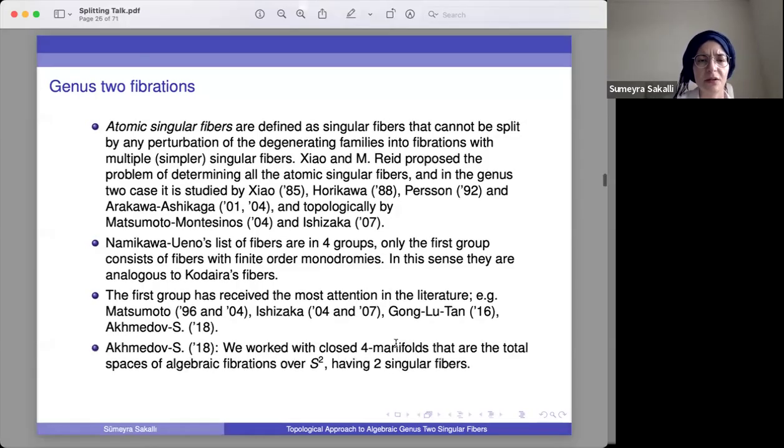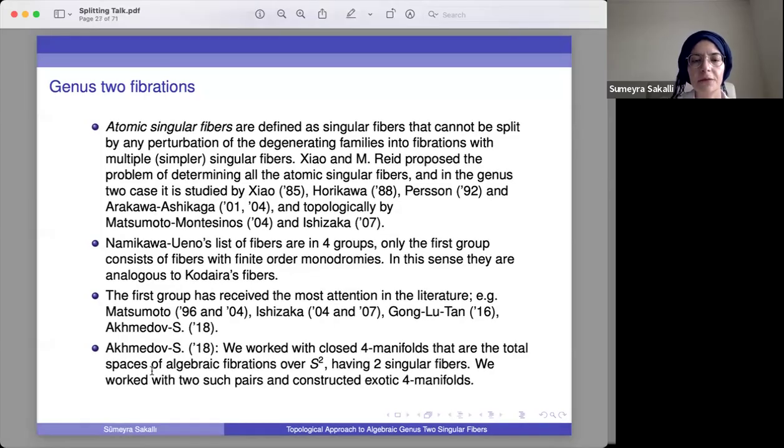So in that work with my PhD advisor, we worked with closed four-manifolds that are the total spaces of algebraic fibrations over the 2-sphere. They had only 2 singular fibers. And then we worked with 2 such pairs of fibrations, 2 different fibrations. By using them, we constructed small exotic four-manifolds: exotic CP2 blown up at 6 points and 7 points. And also we had bigger manifolds, 3 CP2 blown up at 16 points, and 17, 18, and 19 points to be precise. But this is my previous work.